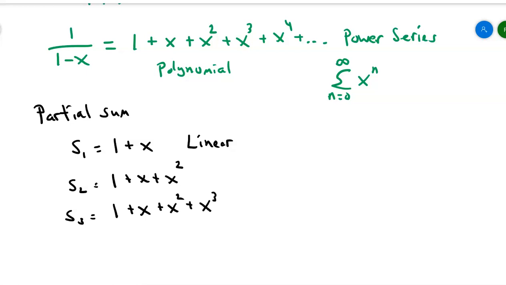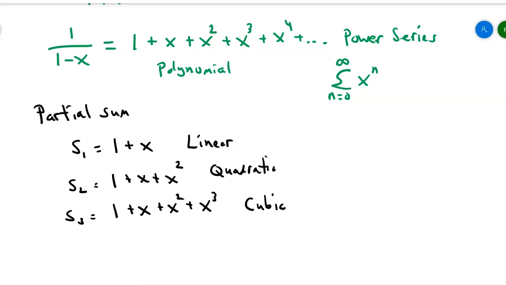So the first partial sum is linear. The second partial sum is quadratic. The third partial sum is cubic. And then we can go on, right? The fourth one will be quartic and quintic, and then we run out of commonly used words. Here's what's important about this.